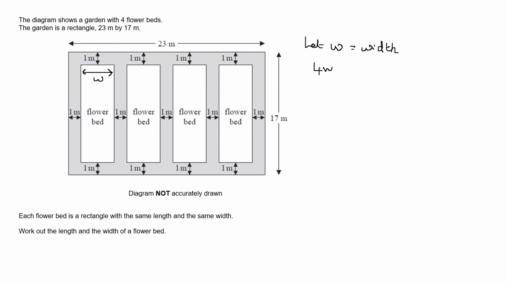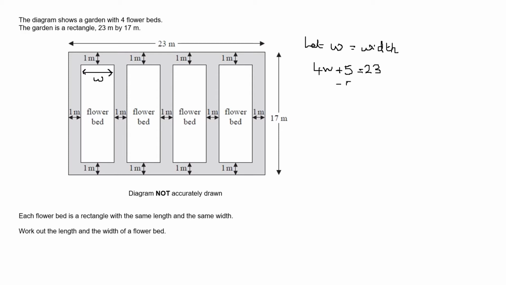And then in between each of the flower beds, and in between the flower bed and the edge of the garden, I've got 1 metre. So I've got 1, 2, 3, 4, 5 metres there. So the entire width of the garden would be 4W plus 5. And then if I have a look across the top, my total width is 23. So those 4 flower beds plus the 5 metres in between them must be equal to 23 metres.